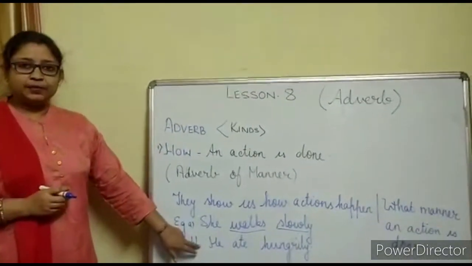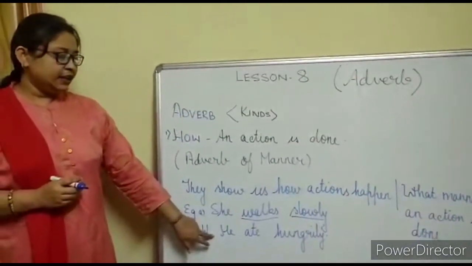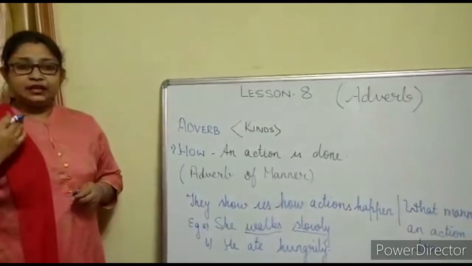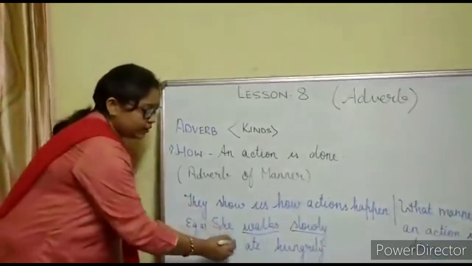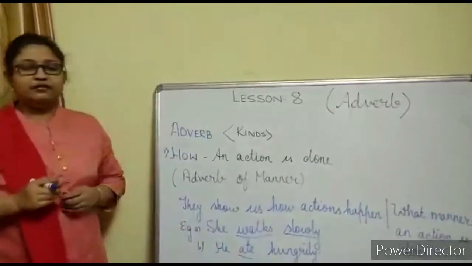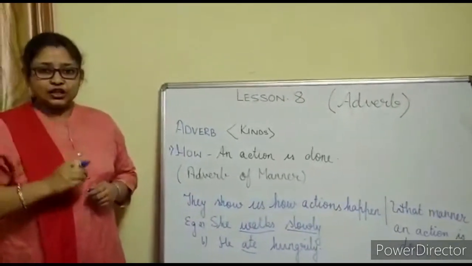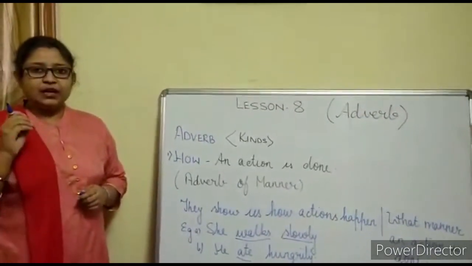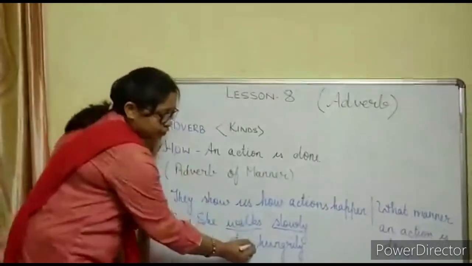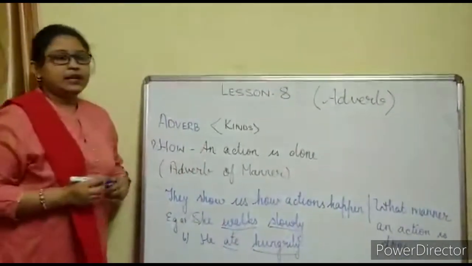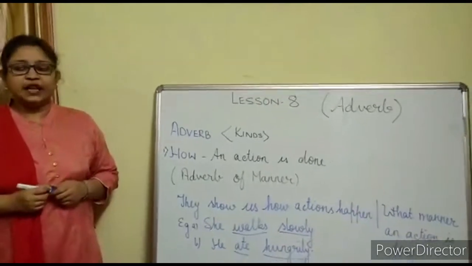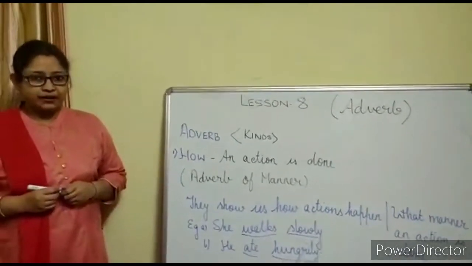Let's take another example. He ate hungrily. Again here, the action word, that is the verb, is ate. Now, if we use the word how, how does he eat? The answer will be hungrily. So, here again students, hungrily is adverb and it is adverb of manner.